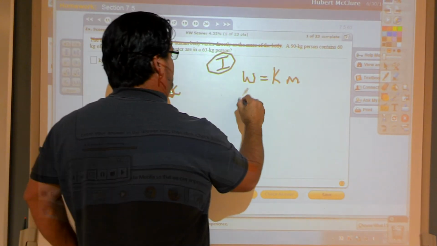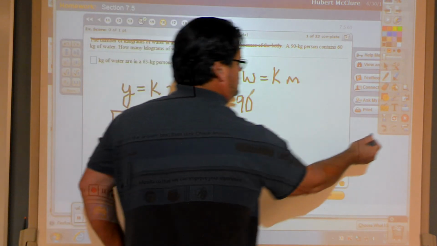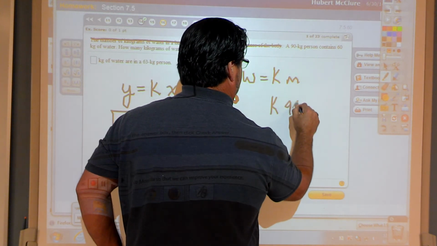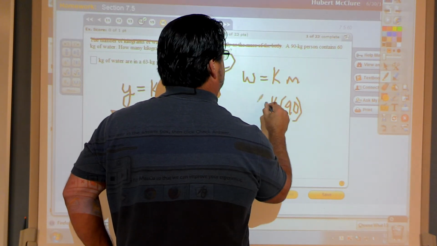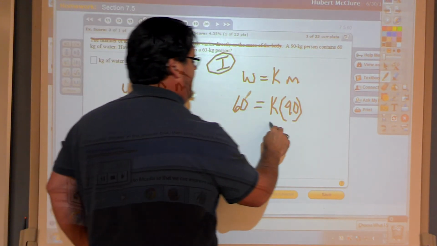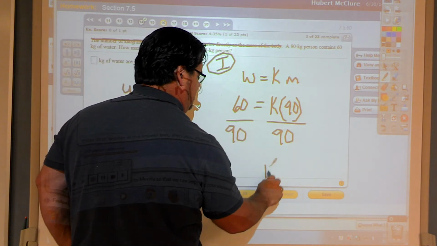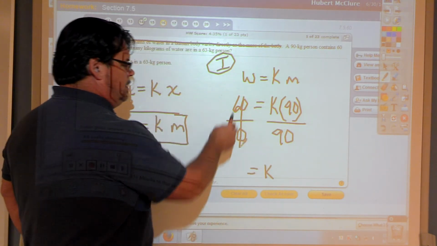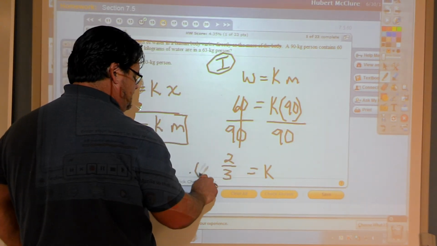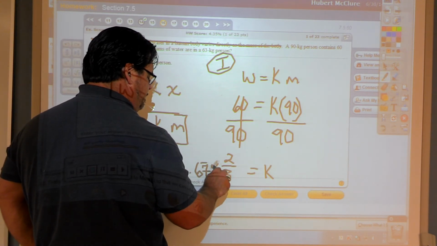90 kilograms contain... I got it backwards, sorry. A 90 kilogram person is equal to 60 kilograms of water, divide by 90, and K is equal to what? 2/3? Which is point what? 0.67, repeating? Somebody check me.